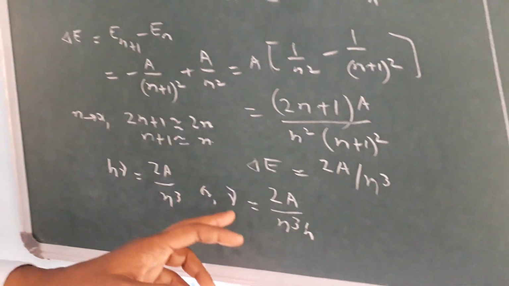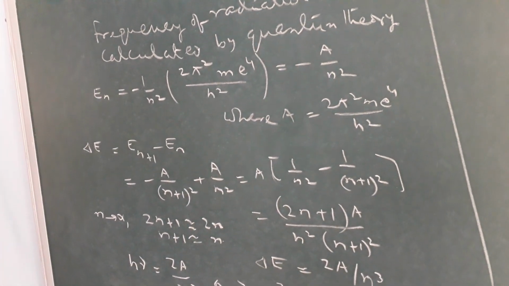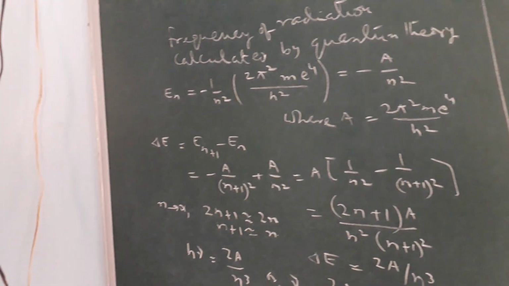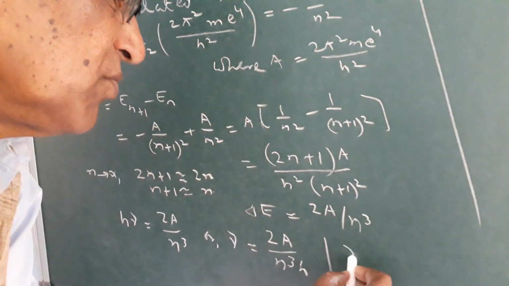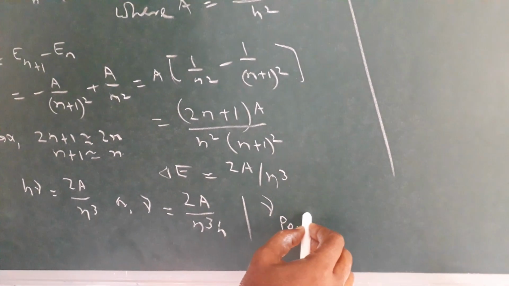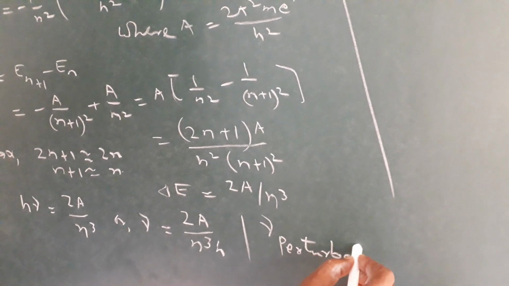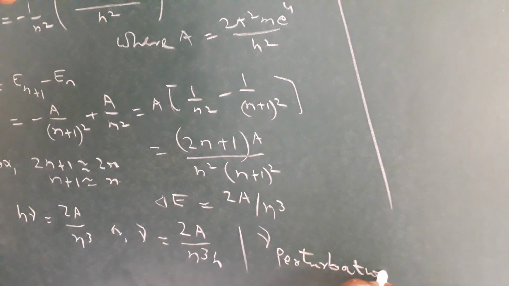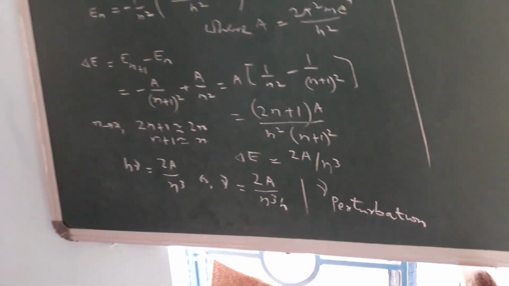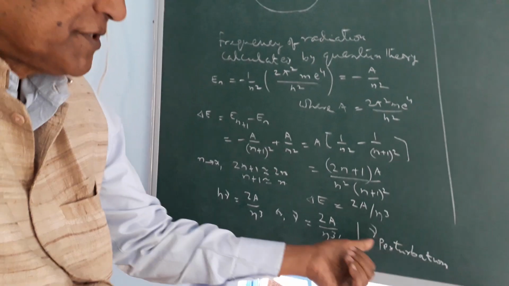So this is the frequency of radiation absorbed by the hydrogen atom for its excitation, and this frequency is sometimes also called the perturbation frequency. This frequency of radiation actually disturbs the hydrogen atom from its equilibrium position, from its stable state. So this frequency is sometimes called the perturbation frequency.